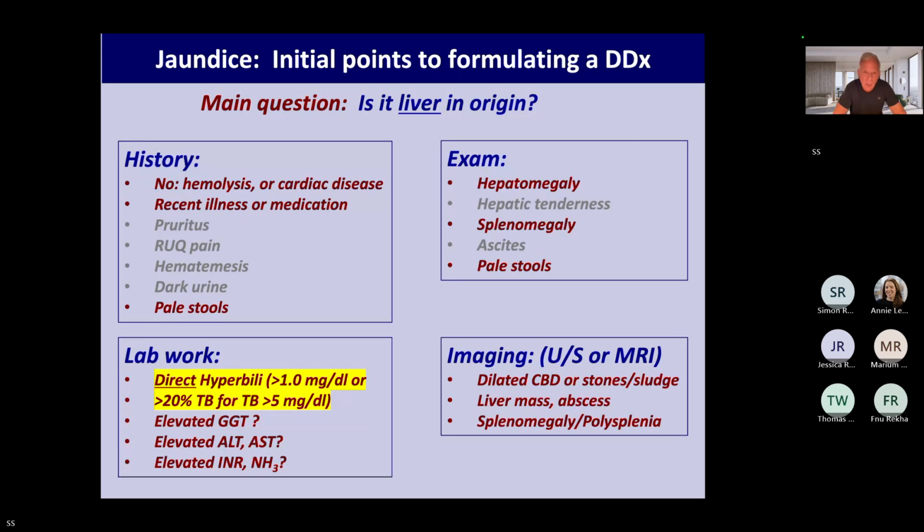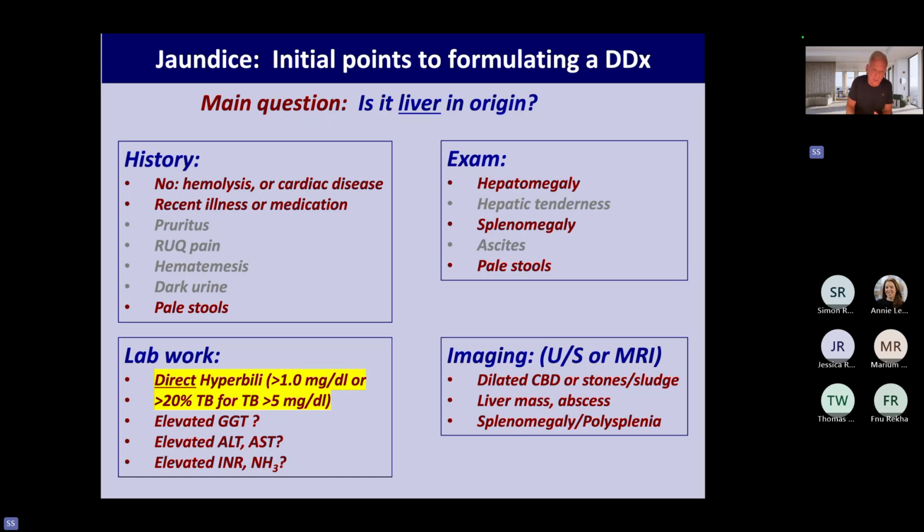So, as fellows or as attendings, if you're presented with a consultation of a child who has an elevated bilirubin level, what do you try to do? Well, the first thing you try to do is find out if it's liver in origin. What's the simplest way of finding out if it's hepatic in origin? Well, initially, is it conjugated or is it unconjugated? That will tell you if it's cholestatic or not, but it won't necessarily tell you where the origin of the problem is.